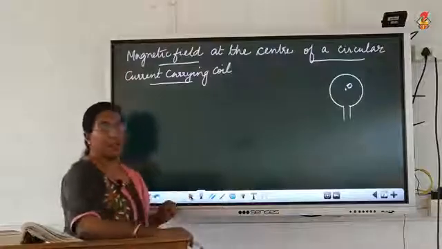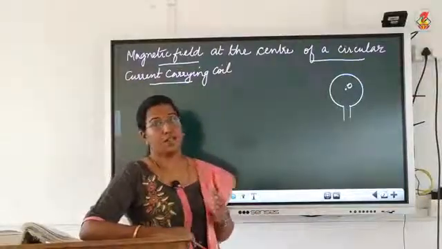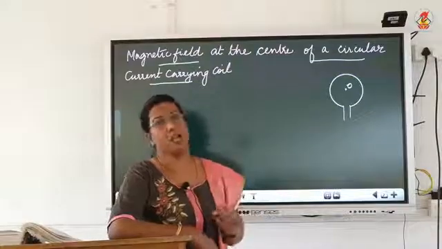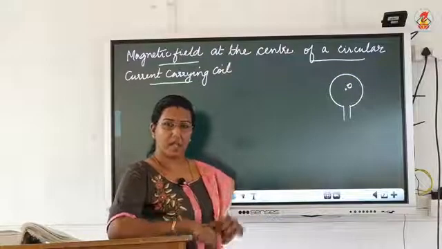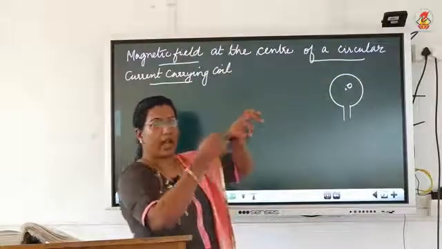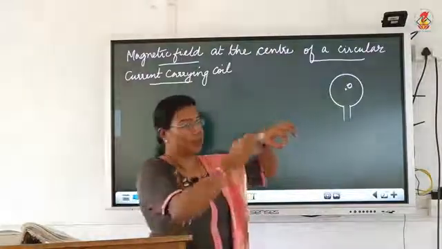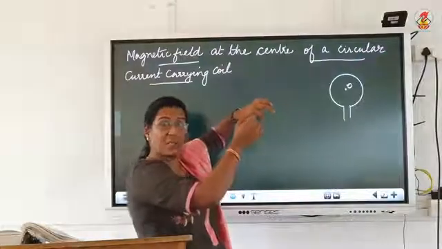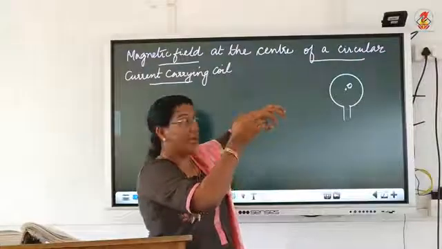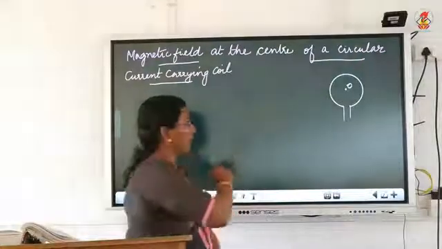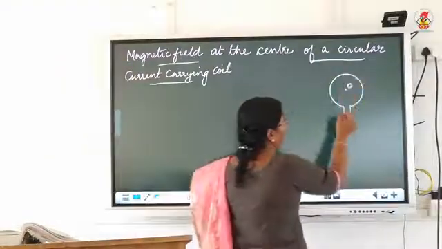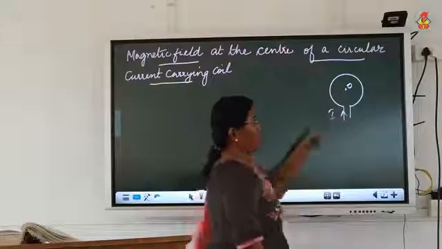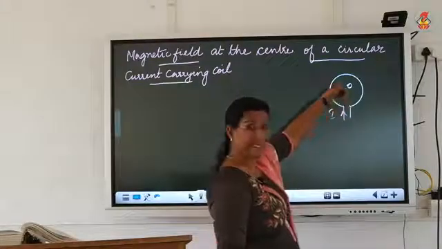Students, now we are going to see, using Biot Savart's law, what is the magnetic field at the center of a current carrying coil. Imagine you have a circular coil, and an amount of current is passing through the coil. You want to find out what is the magnitude of the field, and what is the direction of the field at the center of the coil. So this is a circular coil carrying a current I, and you want to find the field at point O, the center of the coil.